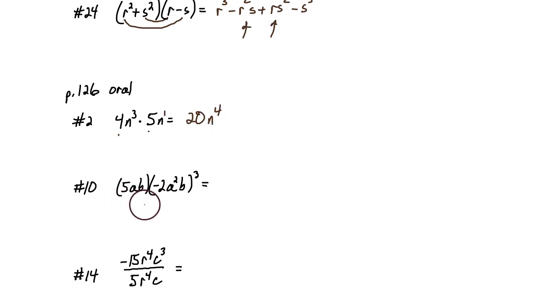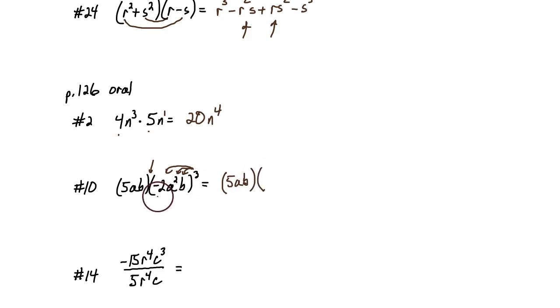Number 10. This has multiplication here in the middle, but it also has a product raised to an exponent. Exponents are done before multiplying. So we first have to distribute that power to all of the factors inside the parentheses before we do anything with the 5ab. So let's rewrite this question. Here's the 5ab. It stays out at the beginning.